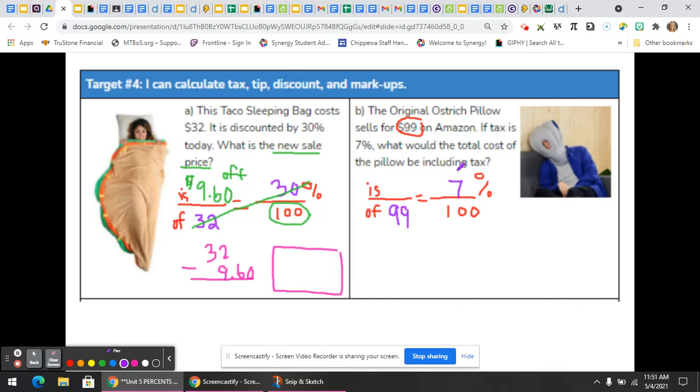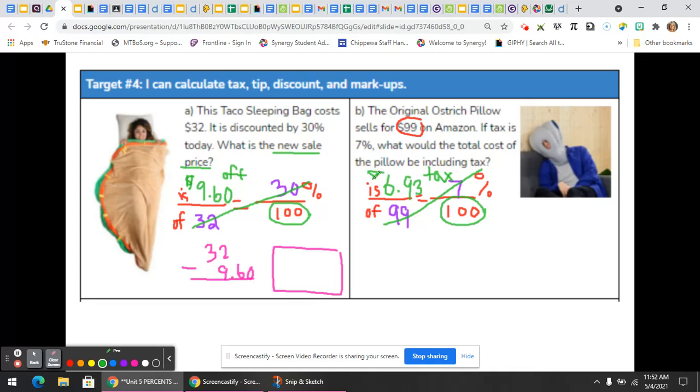So to add it on, we've got to figure out what 7% is. So what is 7% of 99? So here, you're going to cross multiply. 99 times 7 equals, divided by 100. That gives me a tax of $6.93. That is my tax.